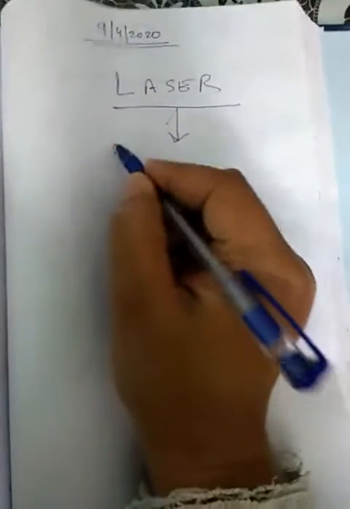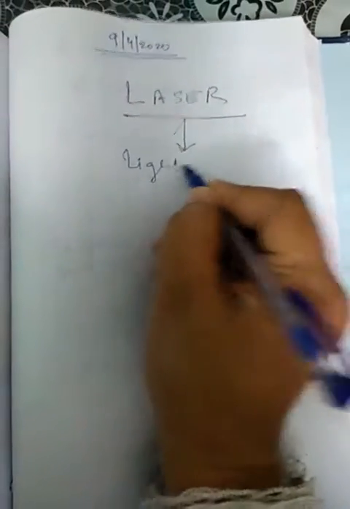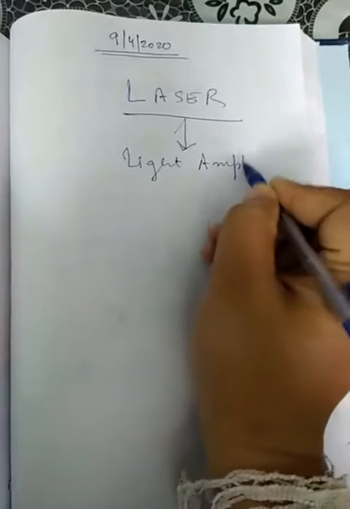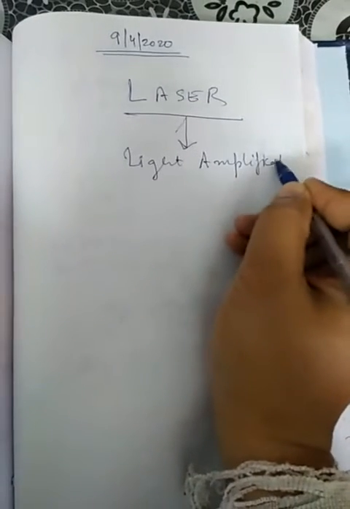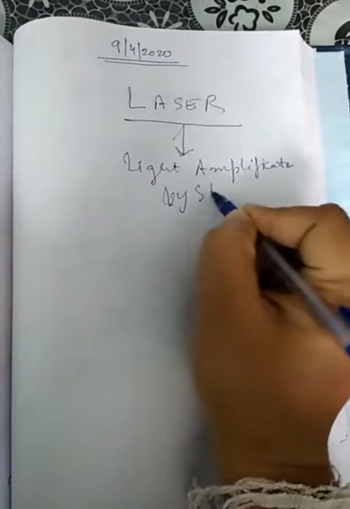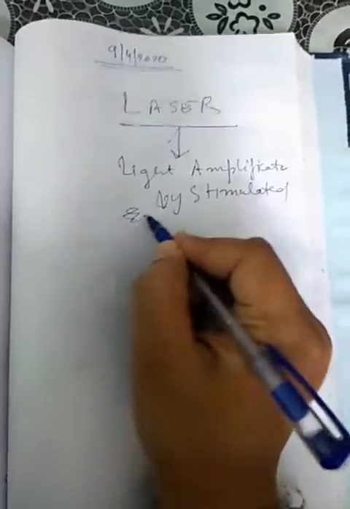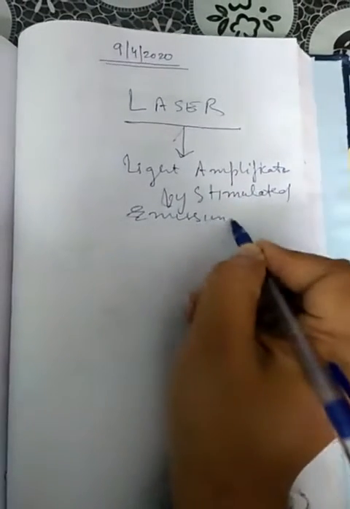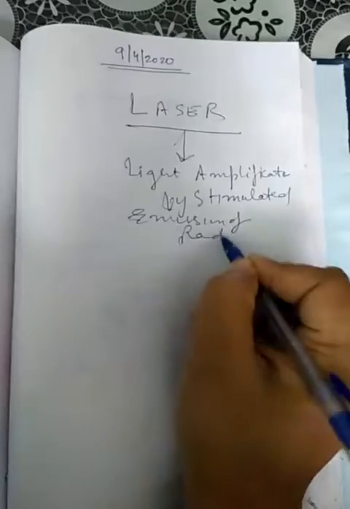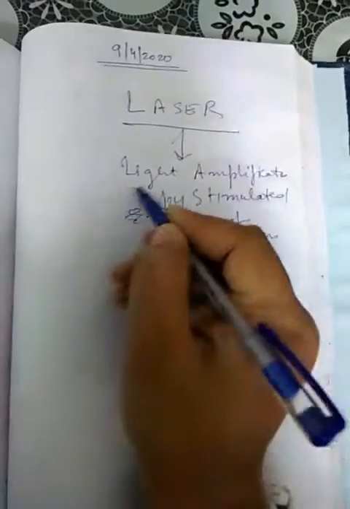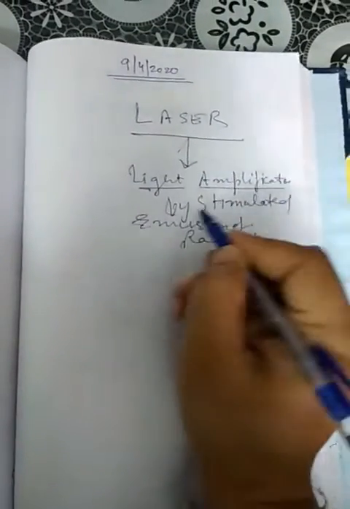So, basically, the name laser has been abbreviated from light amplification by stimulated emission of radiation. So that means it is basically light which has been amplified by the process of stimulated emission. That is why it is called a laser.